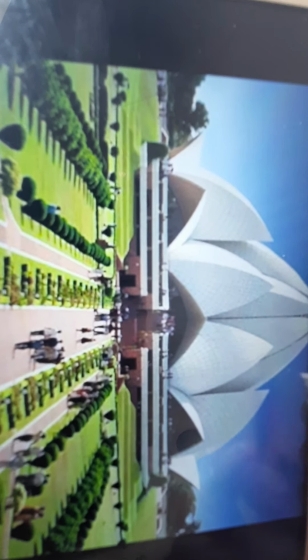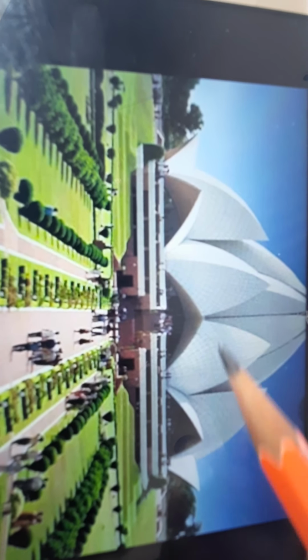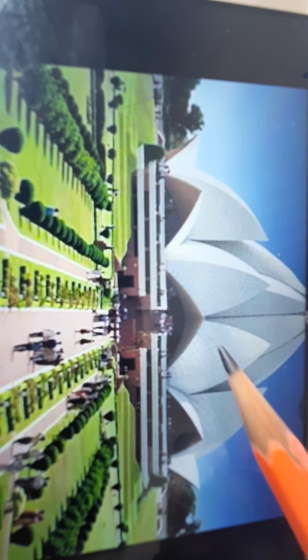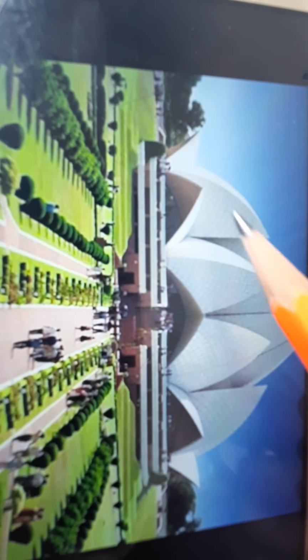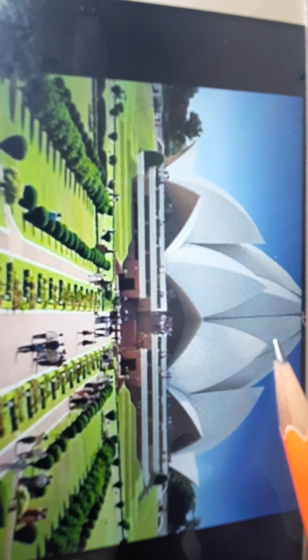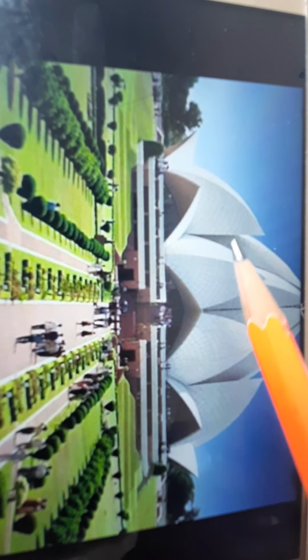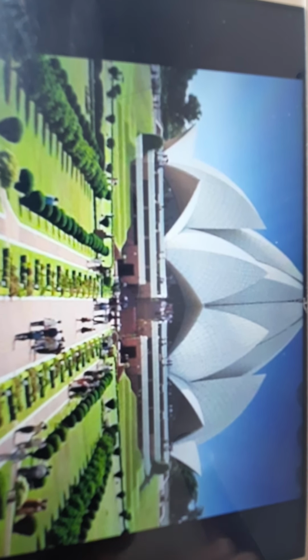One more example of this is the Lotus Temple in front of you. You can see two wings, two petals here, and two here, exactly similar. This is the line of symmetry of this temple. तो जितना exactly left side में ये दिख रहा है वैसा ही exactly right में दिख रहा है. So this is all about the symmetry.